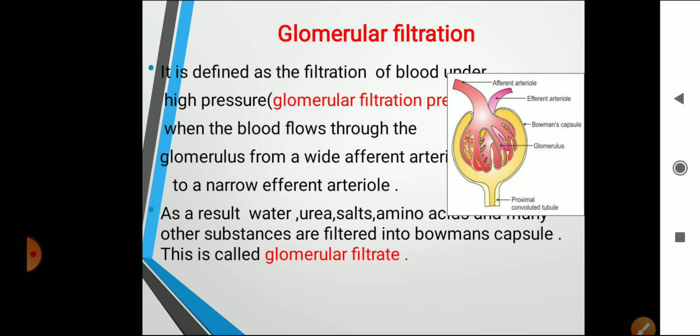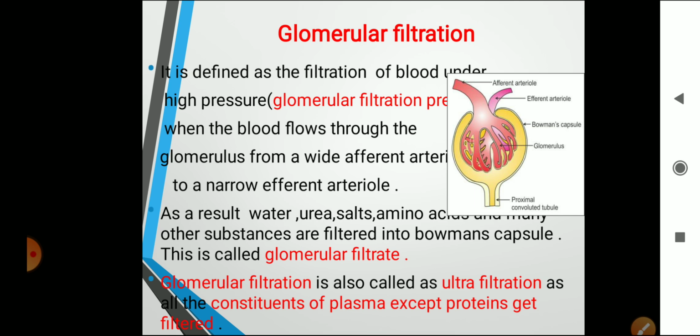So glomerular filtrate contains what? It contains essential substances as well as non-essential substances, right? It is not that only the nitrogenous waste will be coming out. Along with the nitrogenous waste, the useful substances like glucose, amino acids, salts, etc. also will be coming out, and it gets collected in the Bowman's capsule.